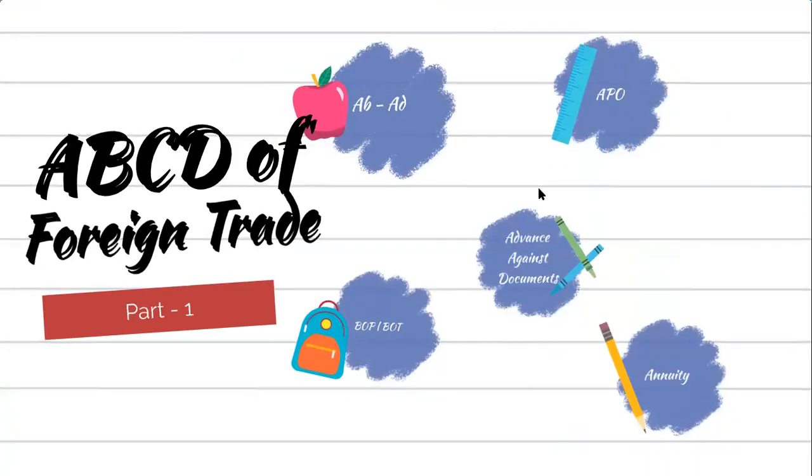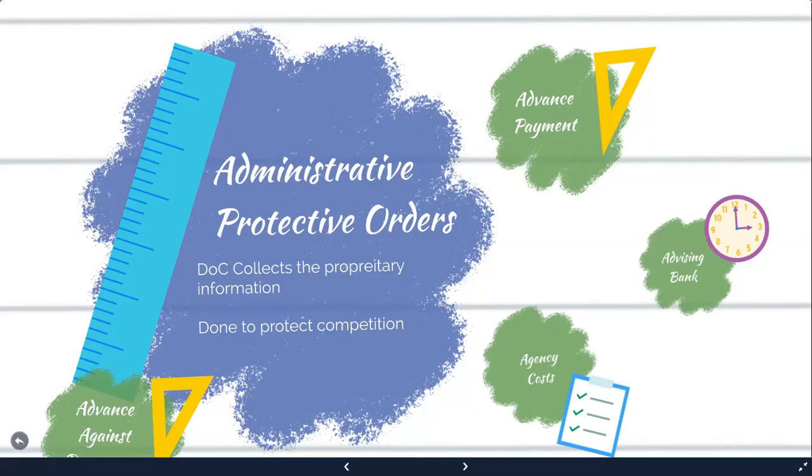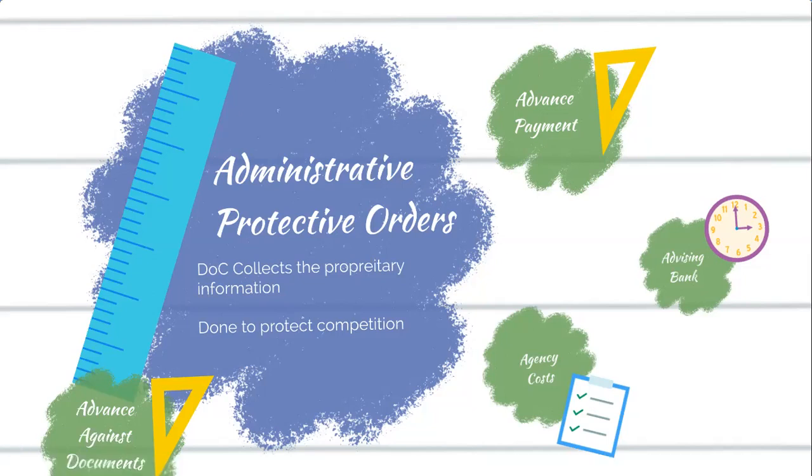Next term that we are discussing is administrative protective orders. An order issued by the Department of Commerce to prevent the divulgence of any proprietary information that it learns in the process of investigation of a company. This is done to protect the competition.